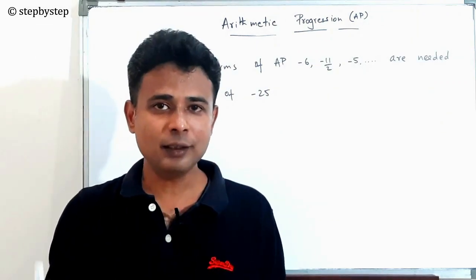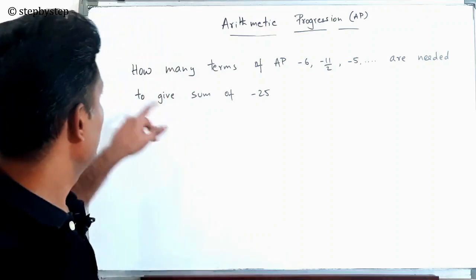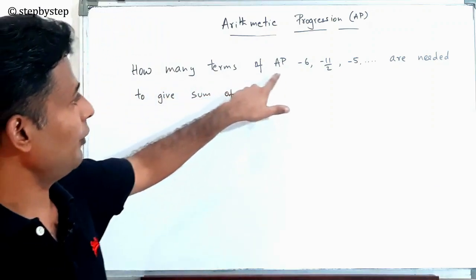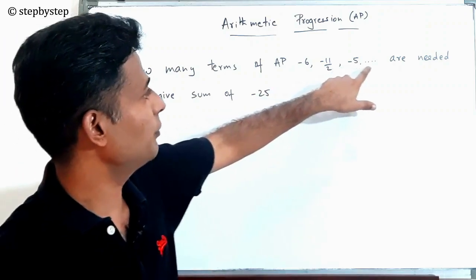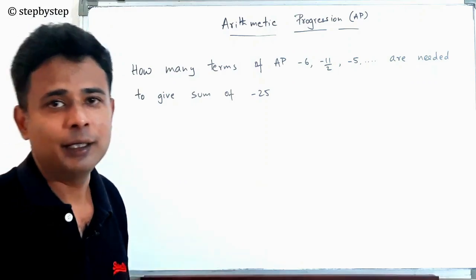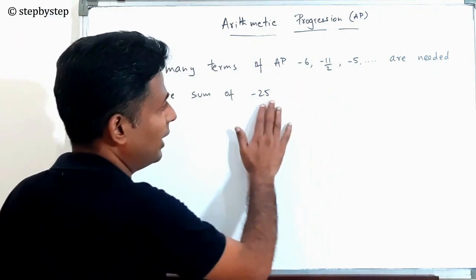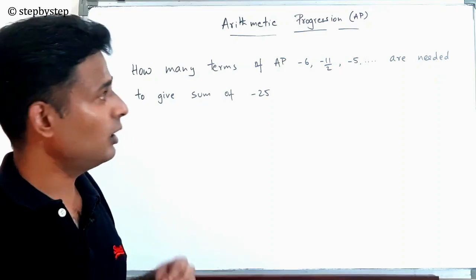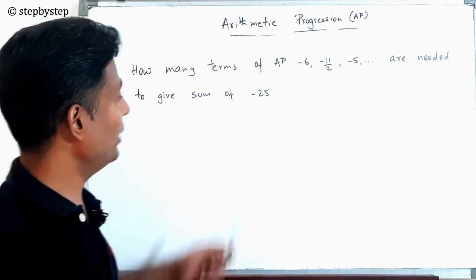Alright, guys, we'll solve one more problem. Question is, how many terms of the AP minus 6, minus 11 by 2, minus 5 are needed to give a sum of minus 25? So how many terms of this are needed to give this sum? What do we need to find? How many terms are needed?